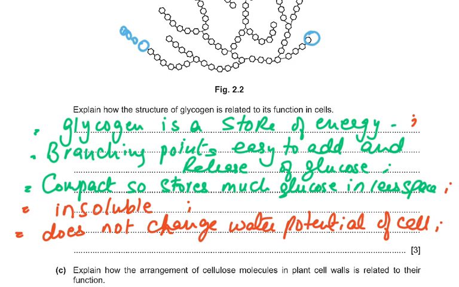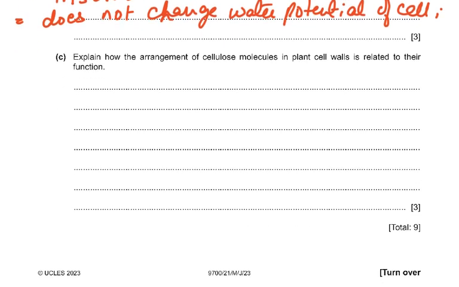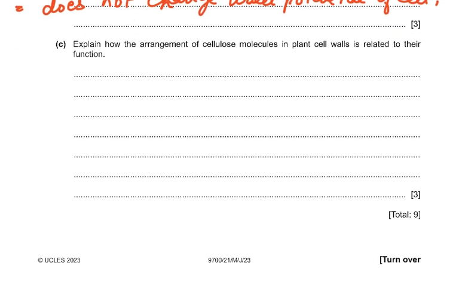So that makes it all very easy. Of course, there's another point also which says prevents loss of glucose from the cell, because this whole molecule is inactive, so does not take part in cell metabolism. But I think any of these three would have got you your 3 marks. Then you come to the C part of the question. Explain how the arrangement of cellulose molecules in plant cell walls is related to their functions. A very direct question, nothing very difficult.